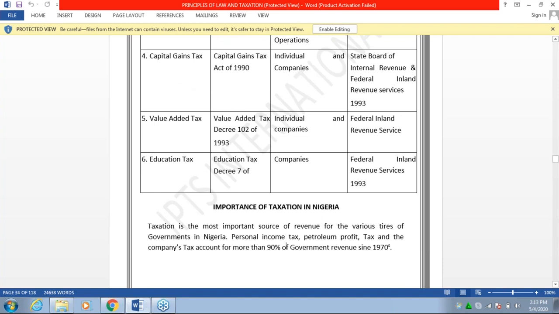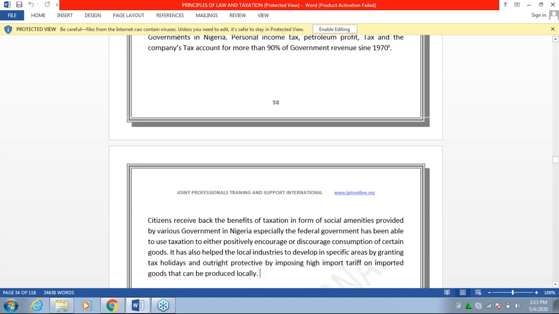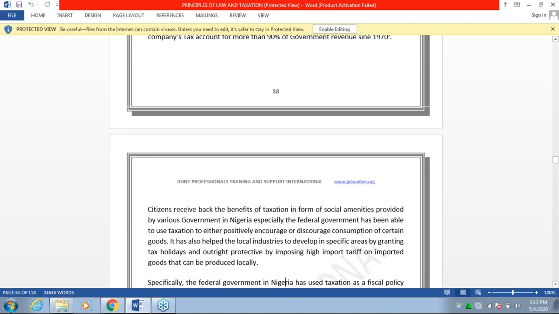Yes, we have been talking of taxation. What is its importance in the Nigerian system? Of course, taxation is the most important source of revenue for the various tiers of government in Nigeria, be it federal, state, or local. The personal income tax, petroleum profit tax, and company tax accounted for more than 90% of government revenue in the 1970s, that is, the early 70s. So the citizens receive back the benefit of the tax in the form of social amenities that are provided by the various governments in Nigeria, that is, the tiers of government: federal, state, and local government.